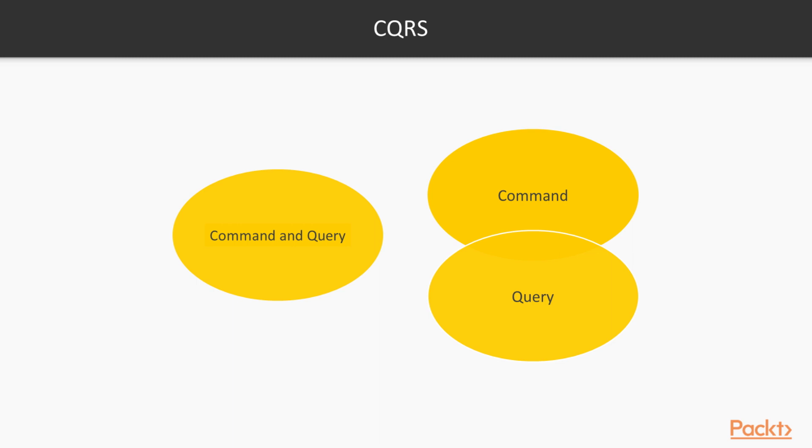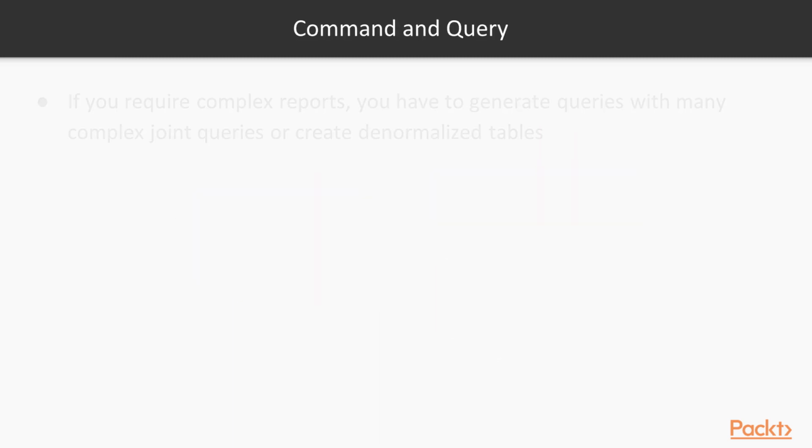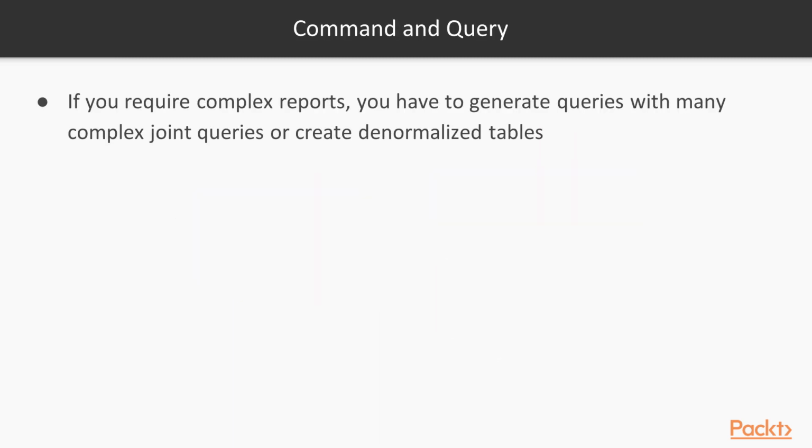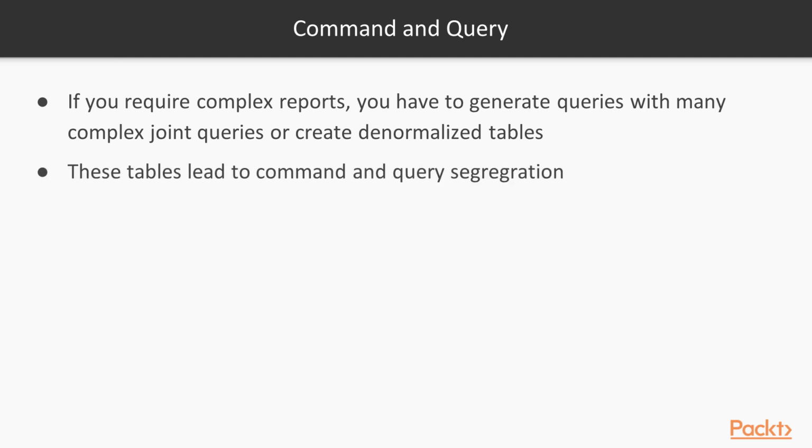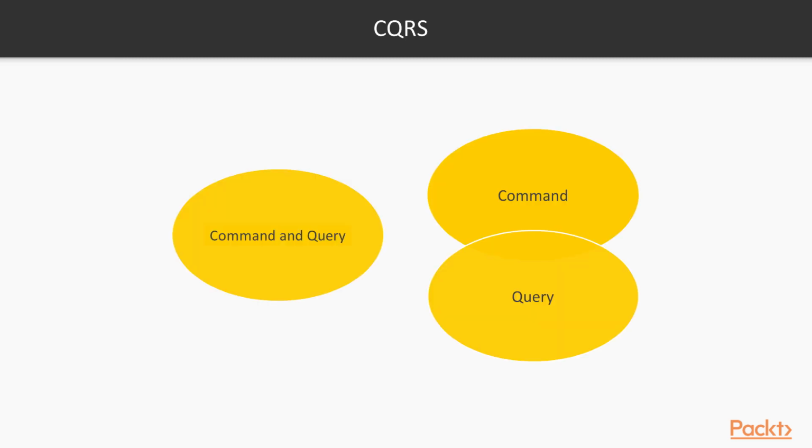CQRS overview. In the classical approach, we have commands and queries unified into one single model. That is, if you use an ORM, you typically create your entities where you read and write to the same tables. If a report is required, you again rely on those tables. However, if your report side or read side requires complex reports, then you have to generate many complex join queries, or you have to asynchronously create a denormalized table. This denormalized table eventually has led to command and query segregation.